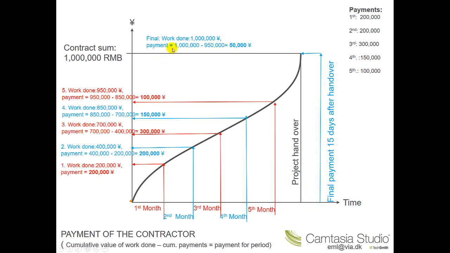The final payment is the cumulative value of 1,000,000 minus the previous months' payments, and they sum up to 950,000. So the final month's payment is 50,000. And here you can see the 50,000. And these added together give you the 1,000,000, which is the value of the contract.